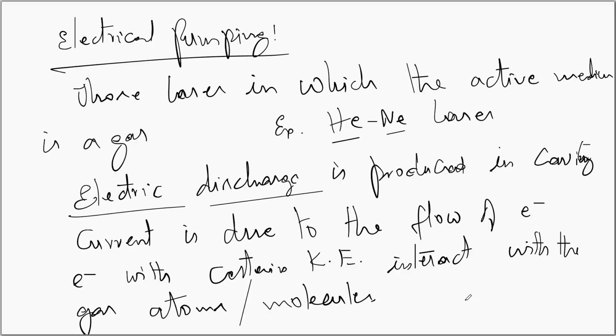After that, we discussed electrical pumping, where the active medium generally will be a gas. In the case of electrical pumping, an electric discharge is produced in the cavity. The electrical pumping method is exclusively useful in gaseous lasers. A current due to the electric discharge flows through the tube. The kinetic energy of the electrons is utilized to transfer energy from the electrons to the gaseous atoms. Thereby, a population inversion state can be established.